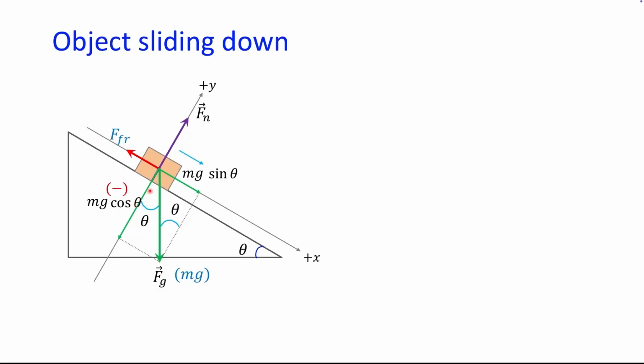Next, let us find the normal force on the object. Note that on an incline, the normal force is not equal to m times g. To find the normal force, we apply Newton's second law along the y-axis. On the y-axis, there are two forces, the normal force and the y component of gravity. Add the two forces, Fn minus mg cosine theta.